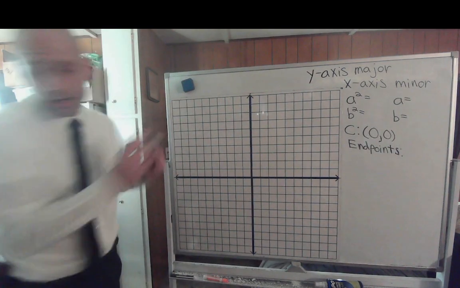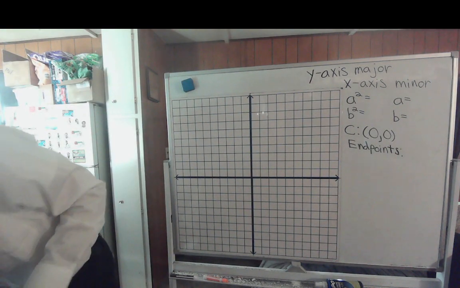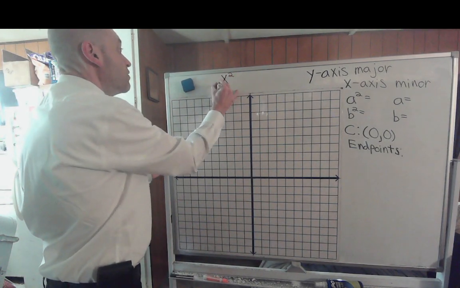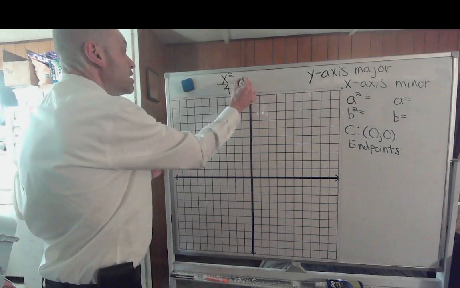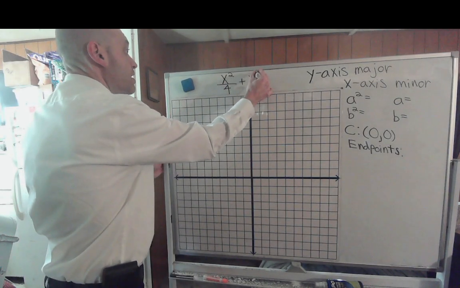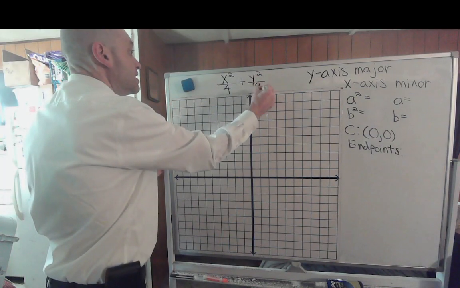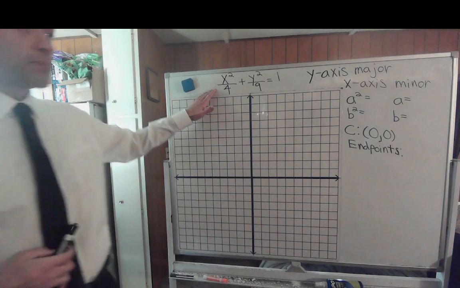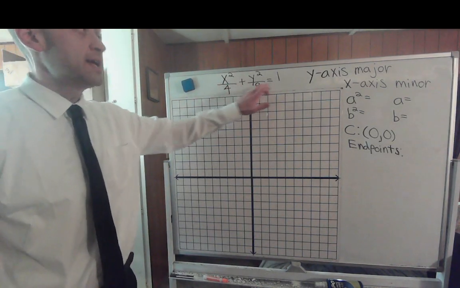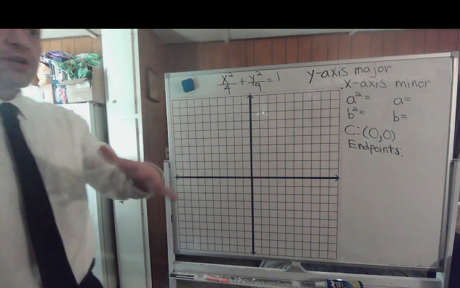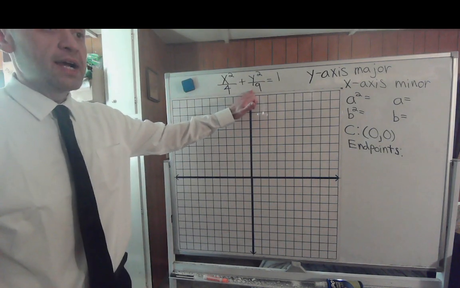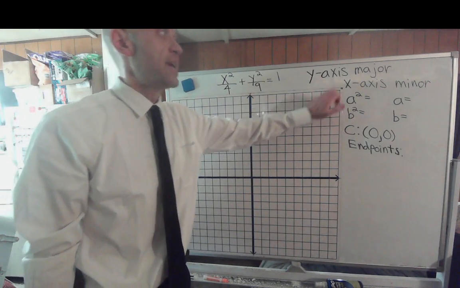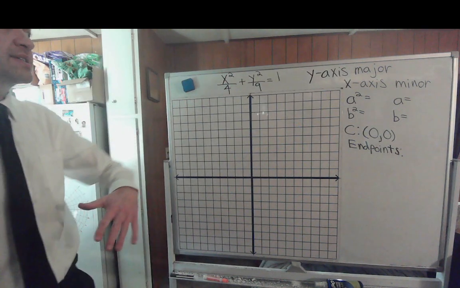So for example here, let's say this time I have something like x squared over 4 plus y squared over 9 equals 1. Well, the bigger number is definitely below the y, isn't it? That means the y-axis is the major axis and the x-axis is the minor axis.